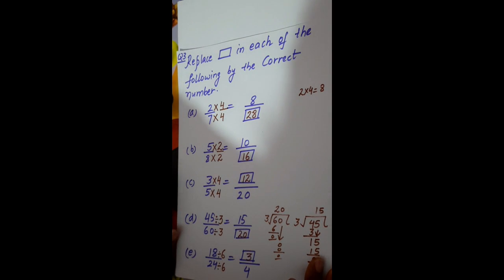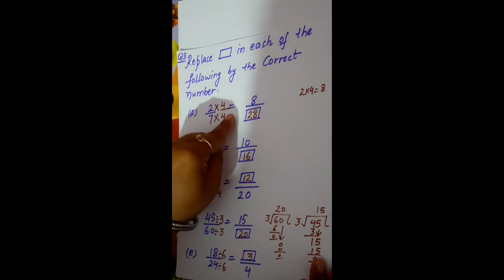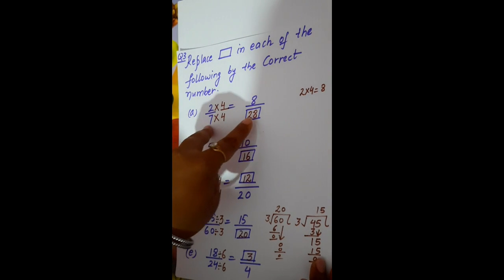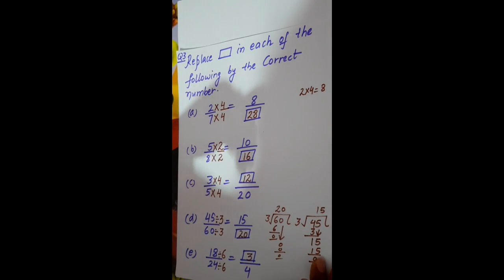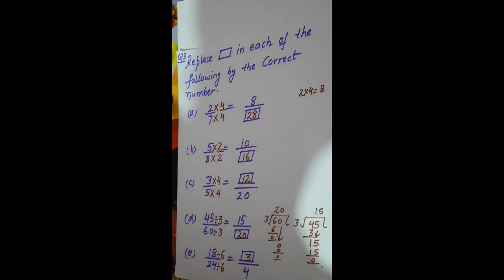question number 3. In this question, you have to replace this blank by the correct number by multiplying or dividing, because here equal to is given to you. It means both the fractions are equivalent, and to find the equivalent fraction, we have to multiply or divide. So this is all with question number 3.